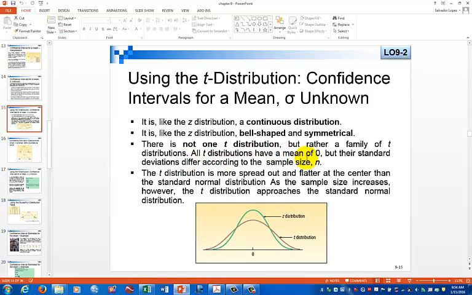There is not one t-distribution, but rather a family of t-distributions. All t-distributions have a mean of 0, but the standard deviations differ according to the sample size. The t-distribution is more spread out and flatter at the center than the standard normal. As the sample size increases, however, the t-distribution approaches the standard normal distribution. So this one in green is the z-distribution we used before. The t-distribution is flatter, but as the sample size increases, it becomes narrower and narrower until it matches the z-distribution at very large sample size.